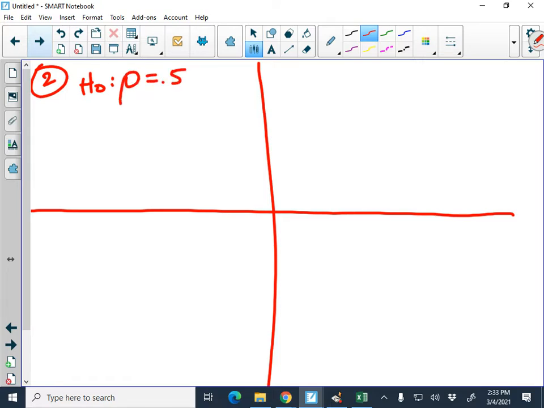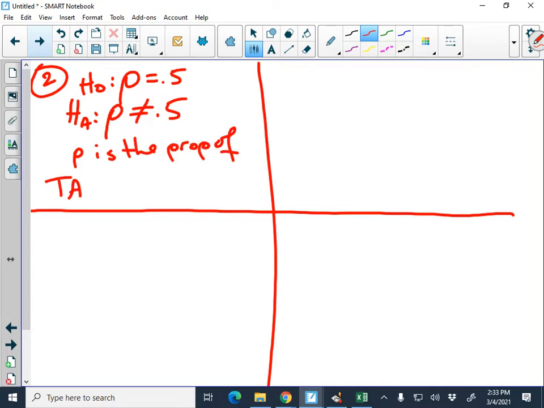Now, hopefully you notice the difference. The last one, we had 2 proportions. We didn't have an exact number we're comparing it to. Here we do, and it has to come from that idea of it being fair. So then the alternative, P is not 0.5. P is the proportion of tails on the coin.